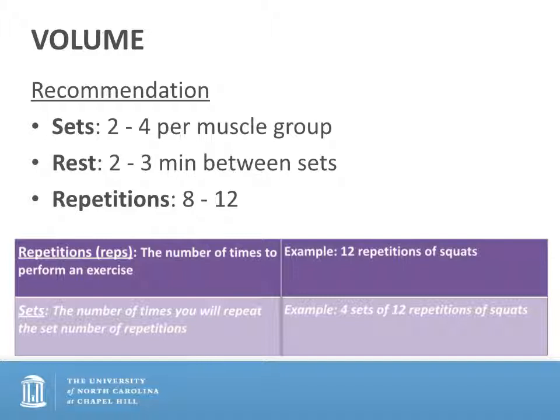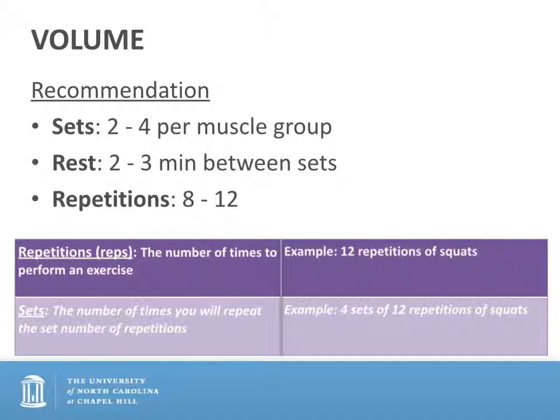Now onto the V of the FITT-VP principle, or the recommendations for volume of resistance training. The ACSM recommends that a person perform 2 to 4 sets per muscle group during a training session. This could be accomplished by performing the same exercise for 2 to 4 sets, or by doing, say, 2 different exercises that both target the same muscle group, for example, the shoulders, for 2 sets each.